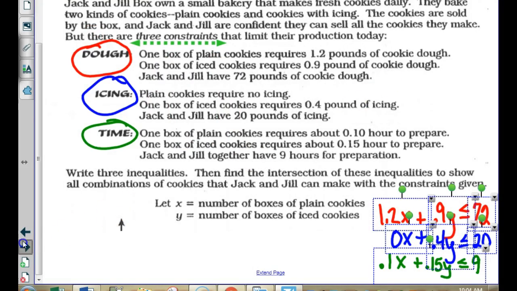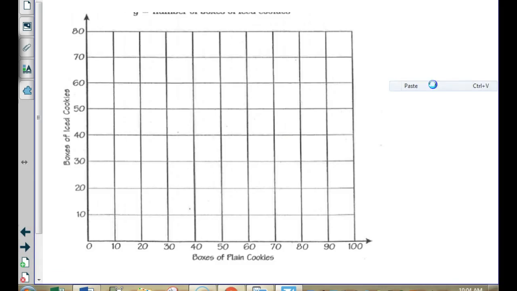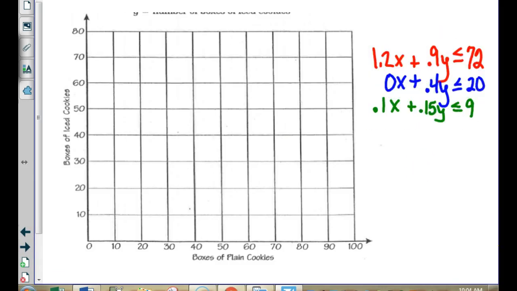Copy all that to this page. And what we're going to do is graph these. All right. Now, does this look real fun to solve in y equals form? Okay. The way I would suggest is to do your zeros. We're going to graph them by their zeros. So for the red equation, if I put in x equals 0, this will be gone and it will just say 0.9y equals 72. So can you solve that? What's 72 divided by 0.9?